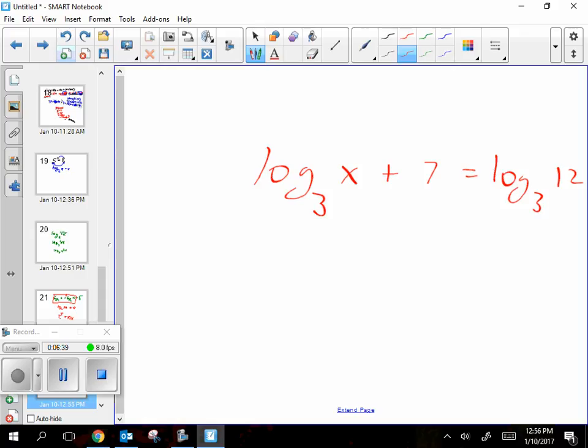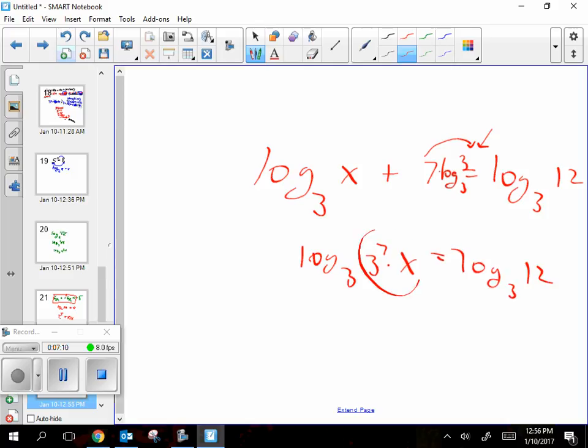So this I could multiply by log base 3 of 3. And that way, this 7, once it goes up here, this can be condensed down into log base 3 of 3 to the 7th. Sorry, the 7 is going up as the power. And what I'm doing is getting that number right there. 3 to the 7th times x equals log base 3 of 12. And then that has to equal that, and it's easy to solve from there.